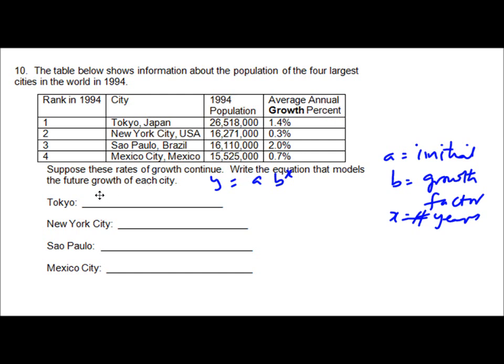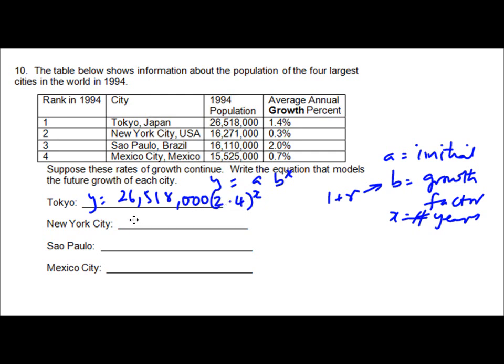So for Tokyo, y equals the initial amount, 26,518,000. B is the growth factor, so 1.4% is the growth percent. So this is like, let's see, 2.4, because 1 plus or minus r, remember that? This will be your equation. This 1 plus or minus. In this case, it is plus, so 1 plus r. That is the reason why it is 2.4.